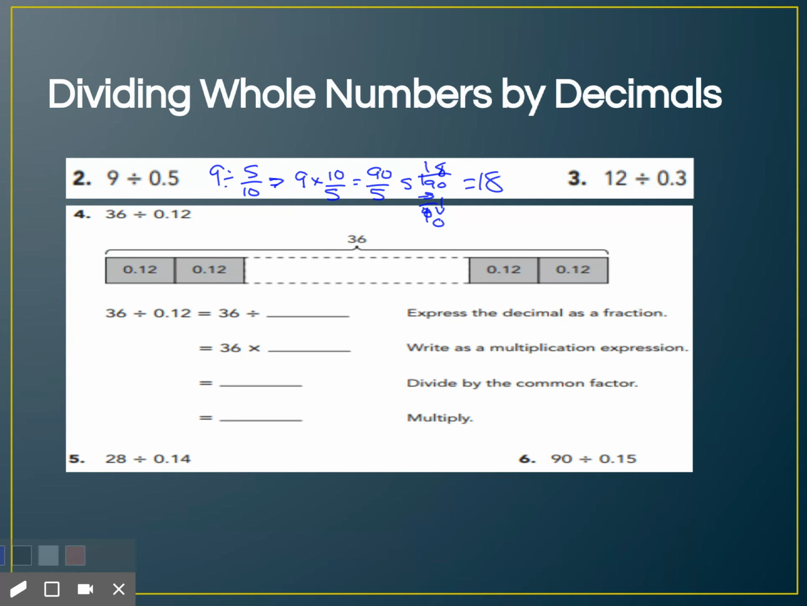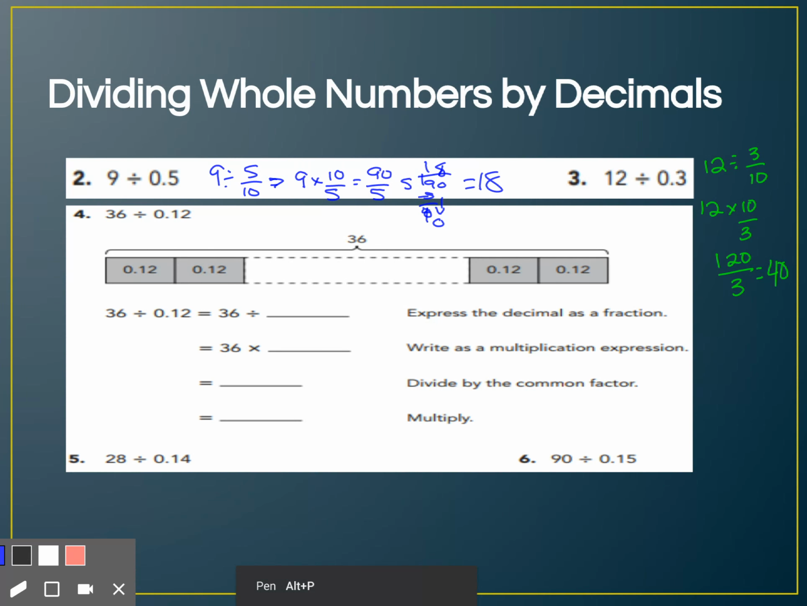Okay. 12 divided by 0.3 becomes 12 divided by 3/10, which then is 12 times 10 over 3, which becomes 120 over 3, which if we do the long division is going to equal 40. 12 divided by 3 is 4. We're just adding that extra 0.